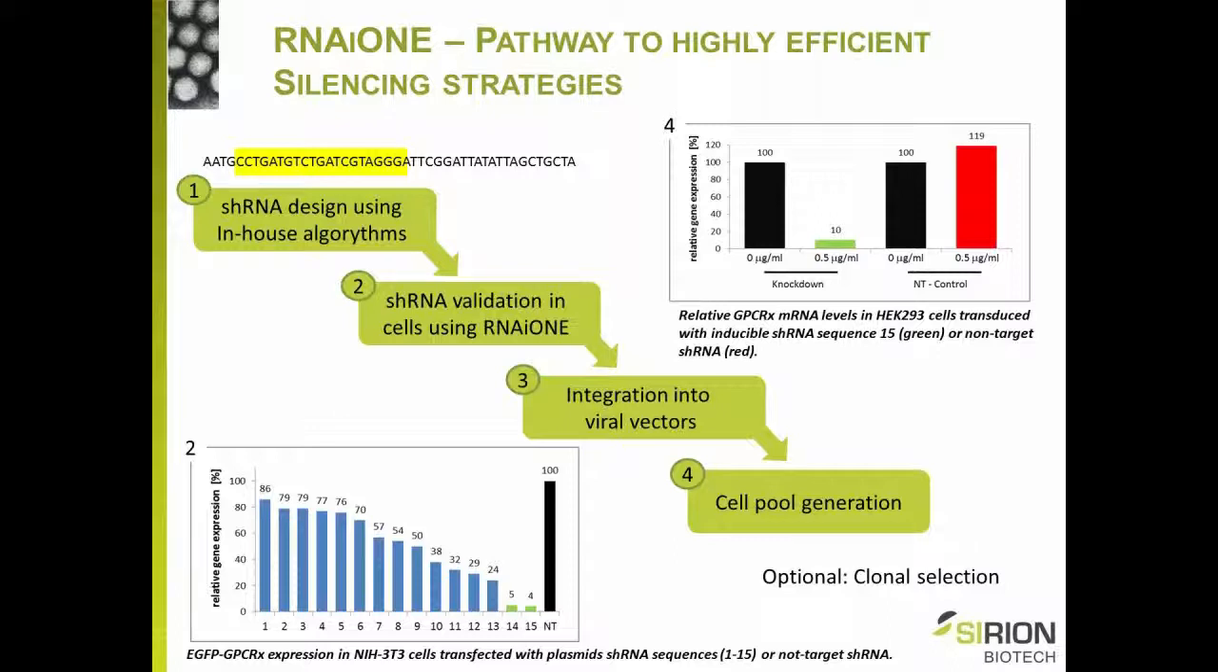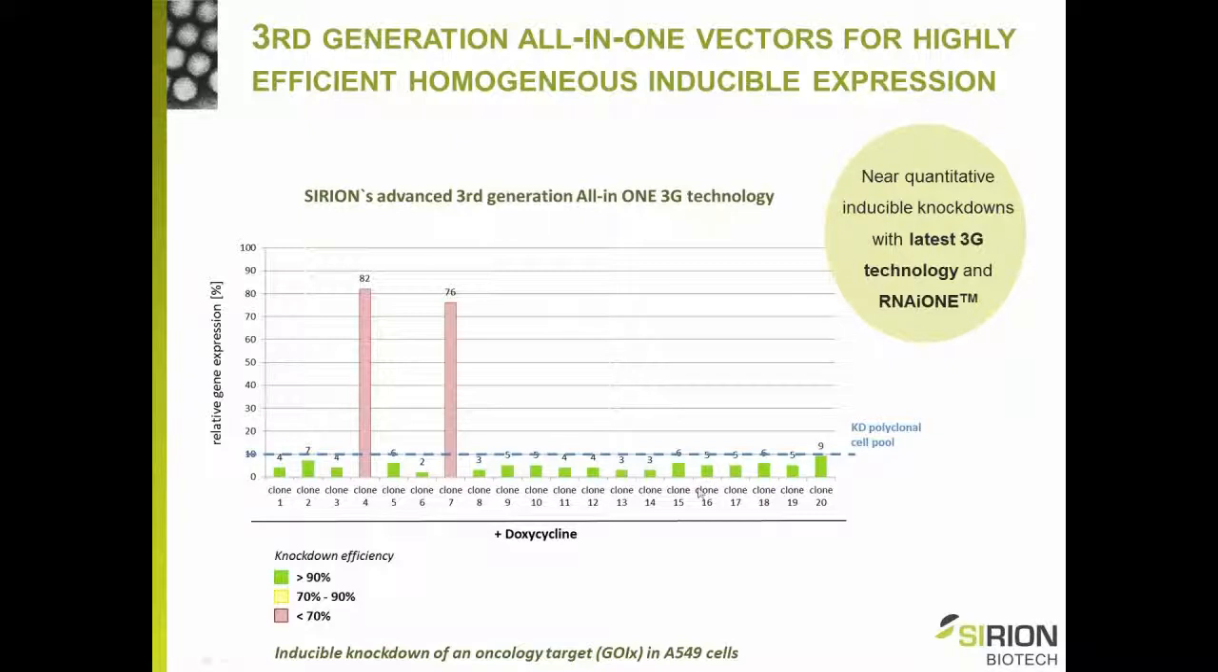inducible gene knockdown by addition of 0.5 microgram per milliliter doxycycline, and the remaining mRNA is only 10% of the wild type or non-knockdown level. And then we have done a comparison. We did, okay, what does it look like at the clonal level?